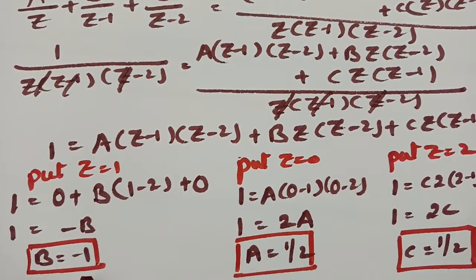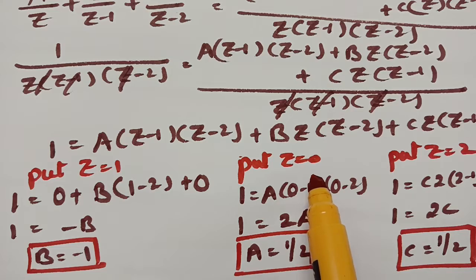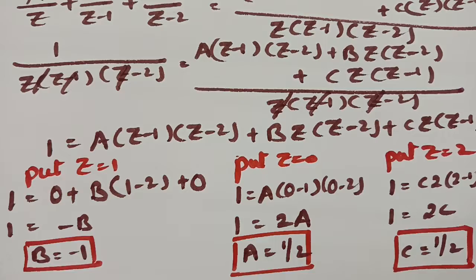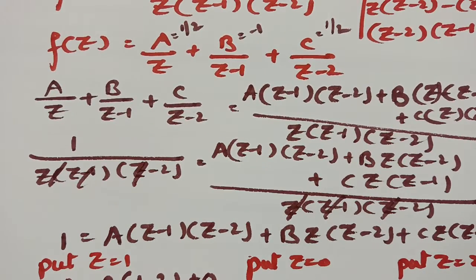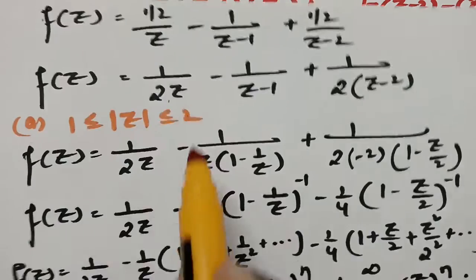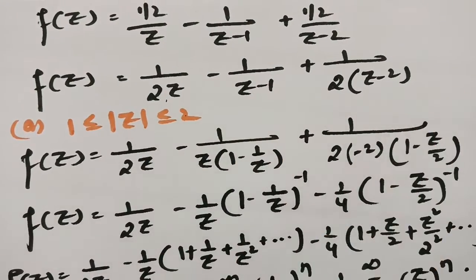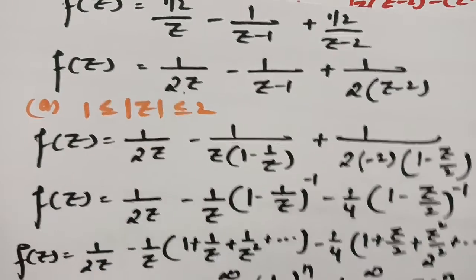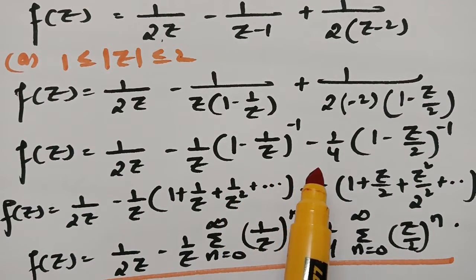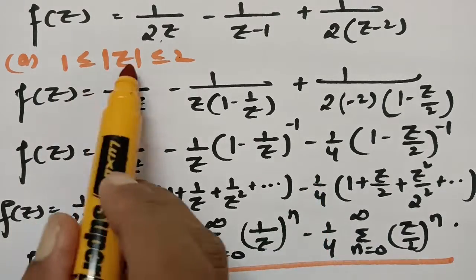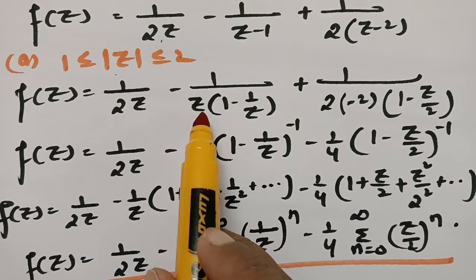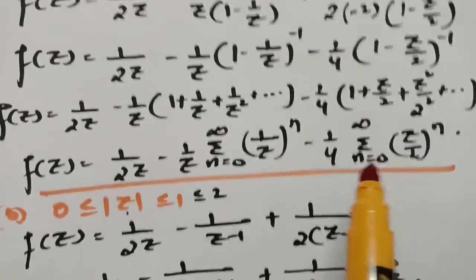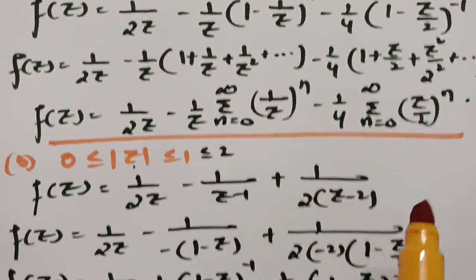if I put z is equal to 0, I got b value as minus 1. If I put z is equal to 1, I got a value as half. If I put z is equal to 2, I got c value as plus half. So the first case here is case 1, after substituting a value, b value and c value, that is 1 less than or equal to mod z less than or equal to 2. Among z and 1, z is greater, therefore I have taken z common. Among z and 2, which one is greater? 2 is greater, I have taken 2 common, and after expanding, this is the Laurent series expansion for that case.